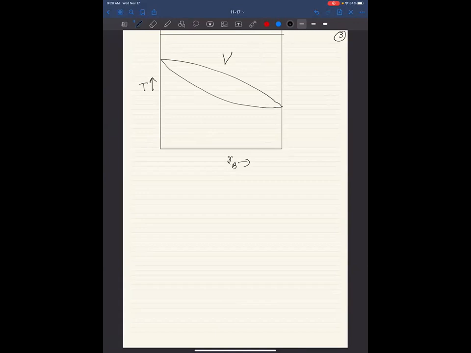Vapor is at the high temperature. In the middle, you have liquid plus vapor, and in the bottom, you have liquid. Okay, go ahead, Ryan.